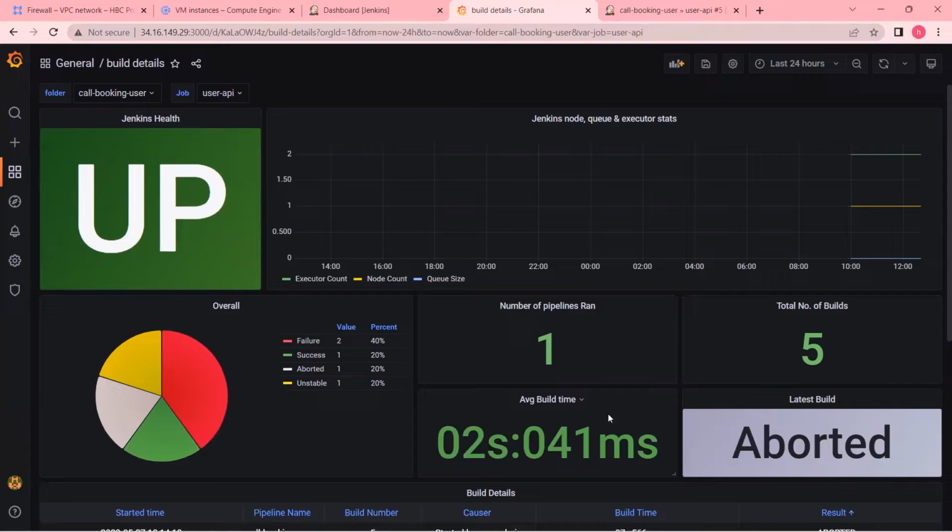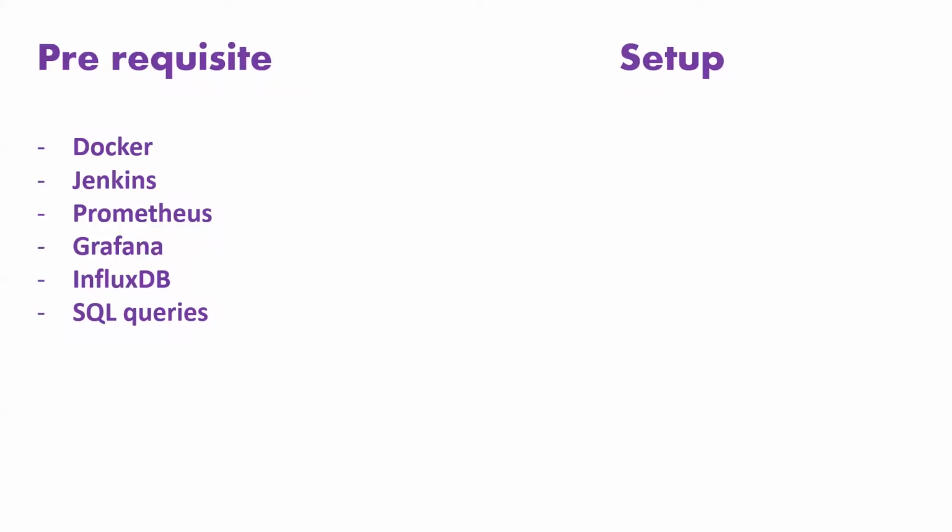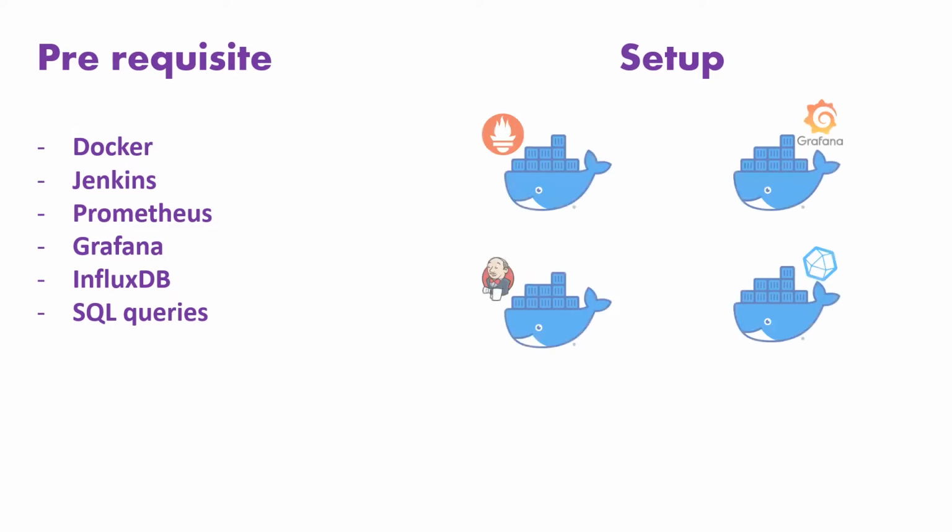Now, I don't have any production-grade Jenkins, but to create and test the dashboard, we need a Jenkins. So let's bring up the setup for Jenkins. Before that, let me explain the steps to create the environment where we will have Jenkins, Prometheus, Grafana, and InfluxDB. The setup steps are very straightforward. First, I need a server where Docker is installed. Once Docker is installed, I'm going to bring up Jenkins, Prometheus, Grafana, and InfluxDB in Docker containers.